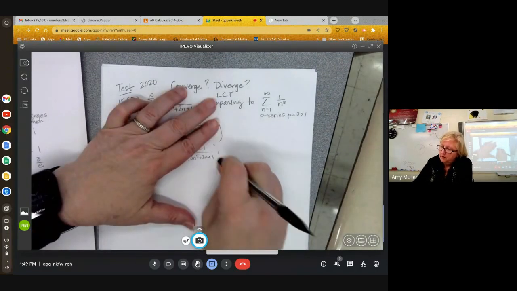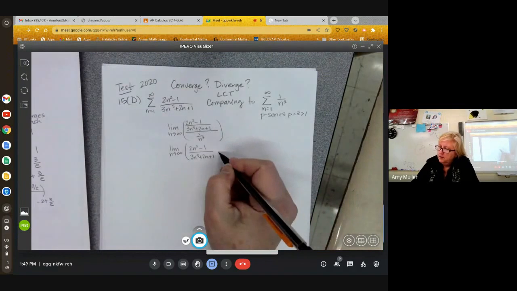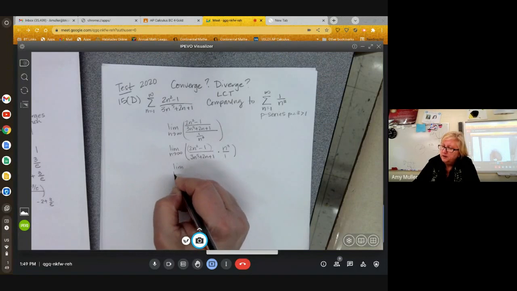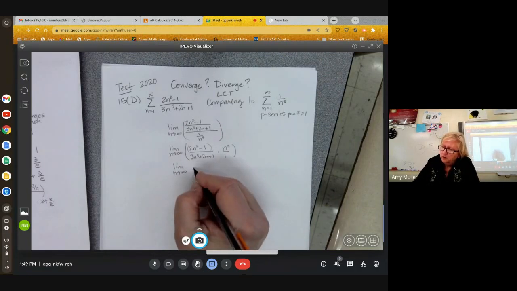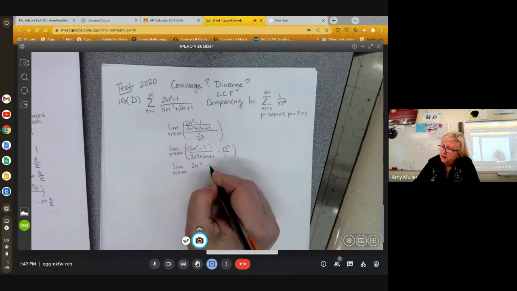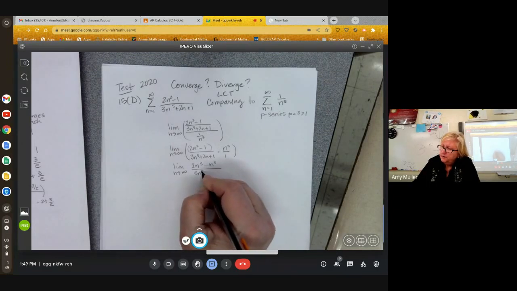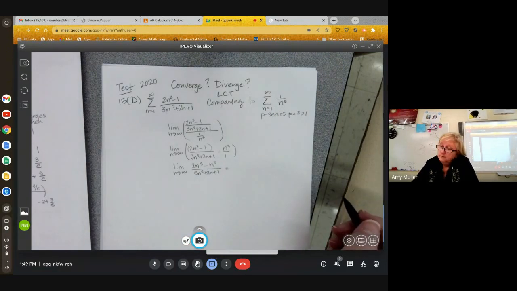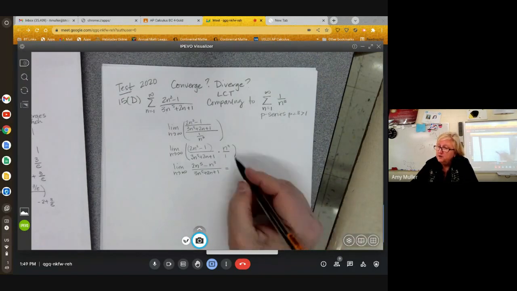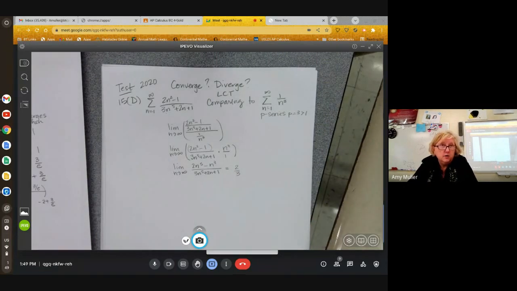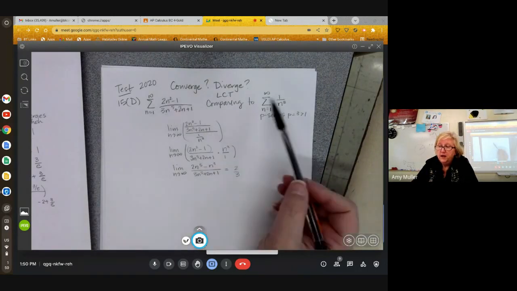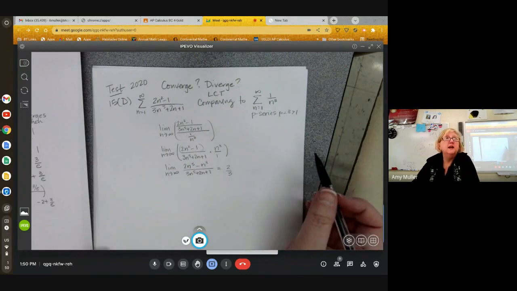Oops, sorry. Times what? n cubed over 1. All right, and I'm going to take that n cubed and multiply it in. We get the limit as n goes to infinity of 2n to the fifth minus n to the third over 3n to the fifth plus 2n plus 1. And do we know this limit? It's 2/3, isn't it? Because the degree of the numerator is 5, the bottom is 5, so this is 2/3. Is that a number? It's not an infinity. So these two functions behave the same or grow at the same rate.